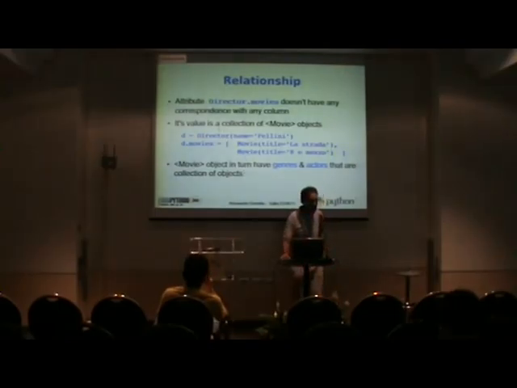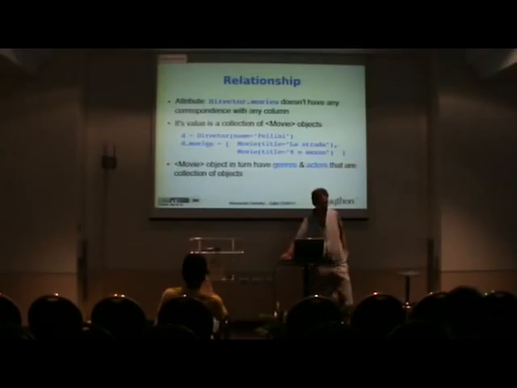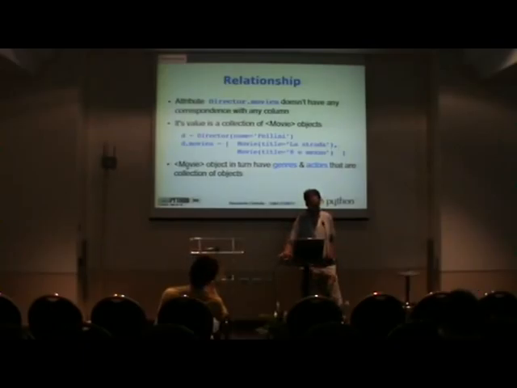I think I have spent already enough time to explain what the director relationship is. Director movies doesn't correspond with any column. Its value is a collection of movie objects. You can see it like this, for example: d equal Director, name equal Fellini, d.movies gives La Strada, 8 e mezzo. Okay, and clearly movie will have other objects that in turn are related to, for example, genres, actors, and so on.